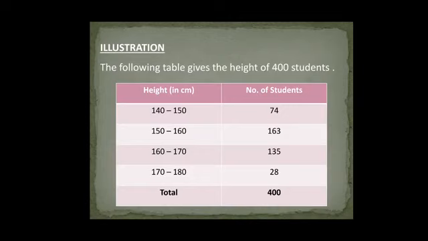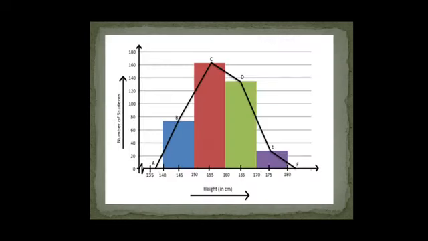In a batch of 400 students, the height of students is given in the table as given in the slide, and we have to represent this data with the help of a frequency polygon. The first column of this table gives the height of students in centimeters, and the second column gives the number of students in each class range. These data have been presented with the help of a frequency polygon as shown in the figure given here.